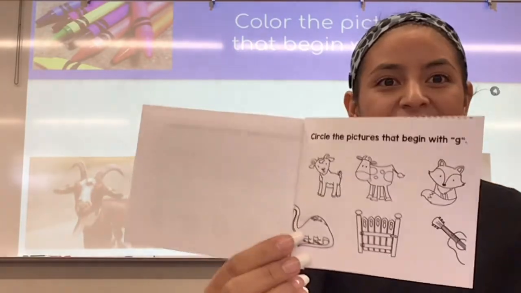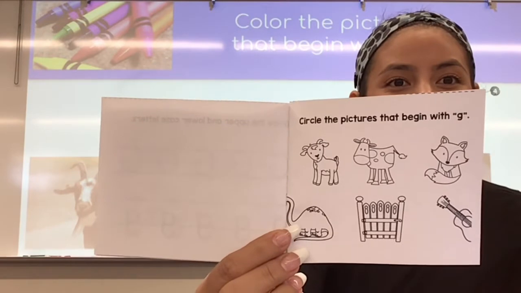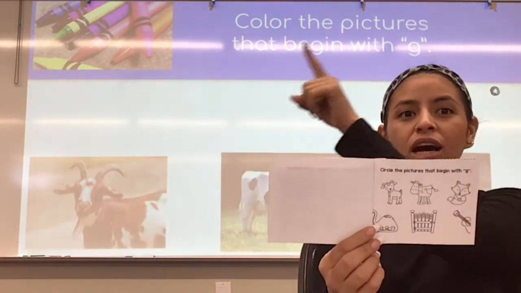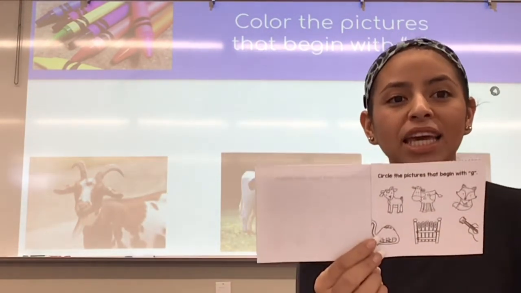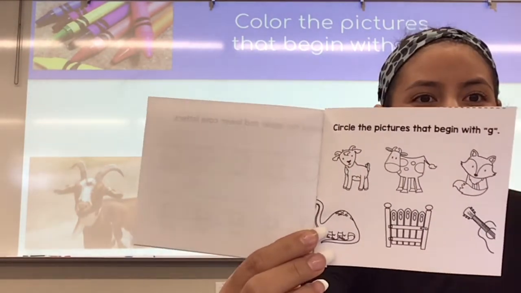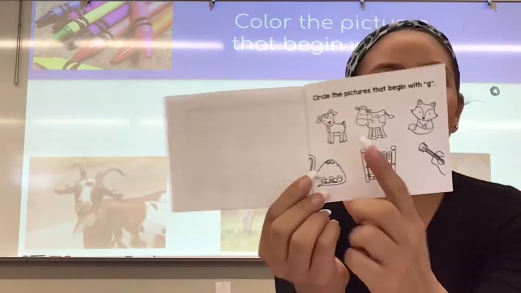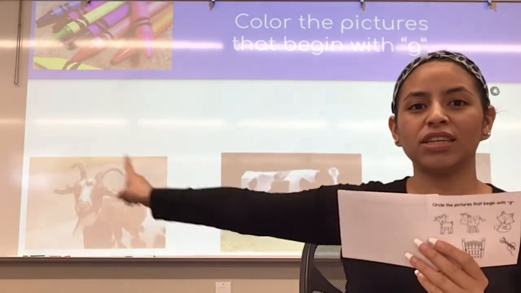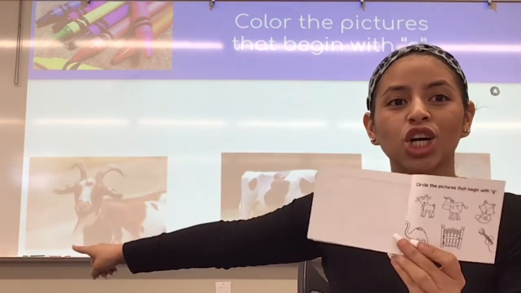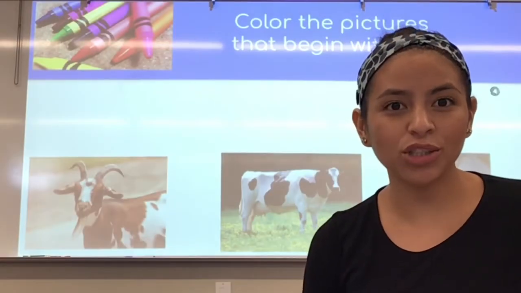So now go ahead and take out your mini books. This is where we are going to color the pictures that begin with the G. We are going to be coloring each picture that begins with G. So let's go ahead and start with our first one. As you can see, I have a goat. So what do we think?